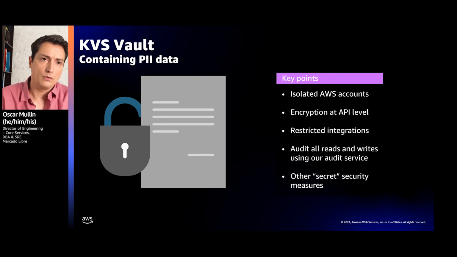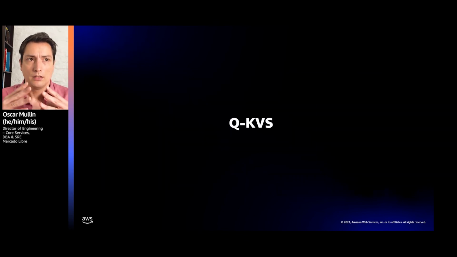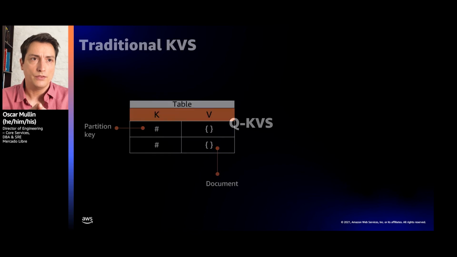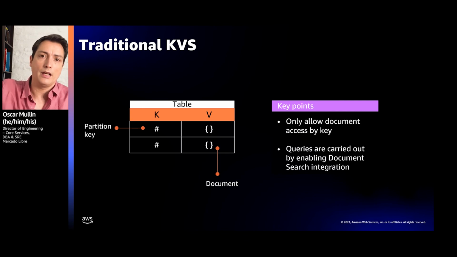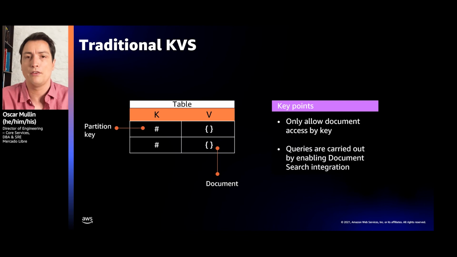And to complete with the last flavor, we have QKVS, which is queryable KVS. It should be no surprise how to query a key value store: you can only query by key. As you saw, if we wanted to do more complex querying, we had to go with the whole ecosystem. You have to turn on the document search integration, and you will look for the data in Elasticsearch. However, that was costly for us and also complex. We have to handle a lot of infrastructure.